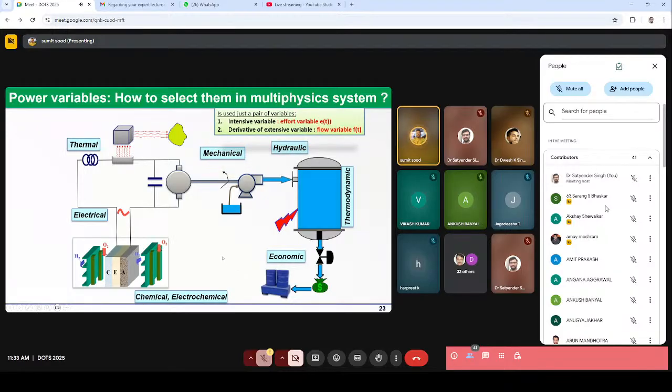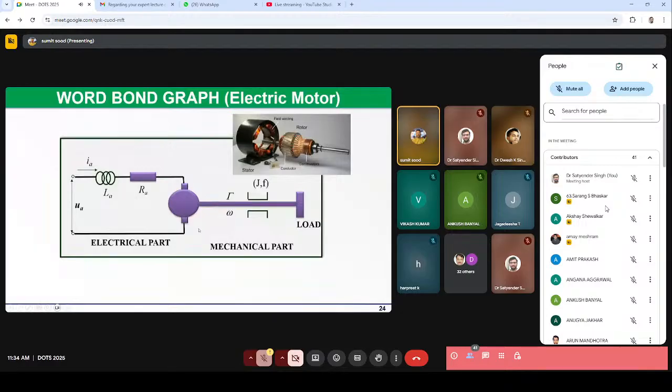So we can see the different components of a multiphysics system and how we can segregate them into different physical domains, and then we can try to pair them with each other, and define the power variables for these components or systems. So based on the chart that I showed you earlier, we can see what the power variables will be for the thermal domain, for the electrical domain, etc., etc.